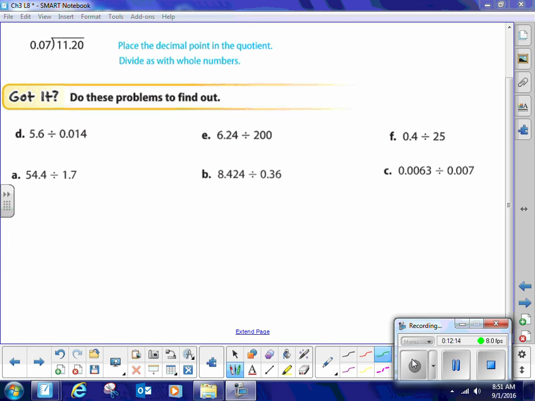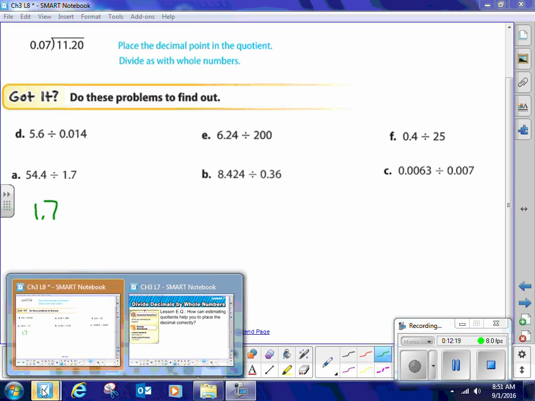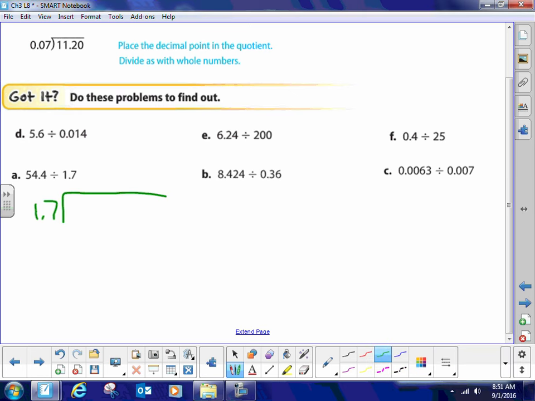All right, so let's go ahead and do A. 54.4 divided by 1.7. Set up the problem: 1.7 divided into 54.4. You have to undo the wubba, or as my students like to call it, ubwas. All right, 17 goes into 54 how many times? Let's think about it. 1 is 17, 2 is 34, 3 is 51. So I guess it's 3.